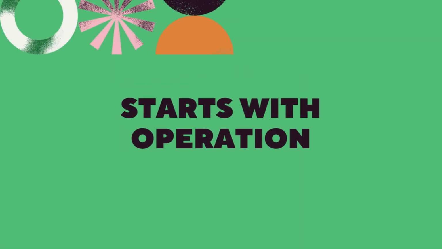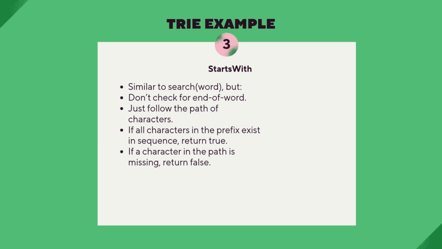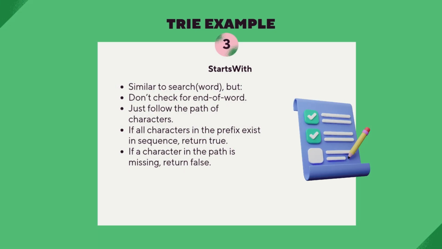The starts with operation is similar to search, but it's more relaxed. Instead of checking for a full word, we just want to see if any word in a trie starts with a certain prefix. Here's how it works. Just like in search, we start at the root and follow each character in the prefix. If all characters are found and we can follow the entire prefix path, we return true, because at least one word starts with that prefix.